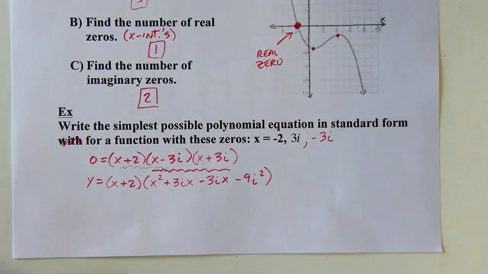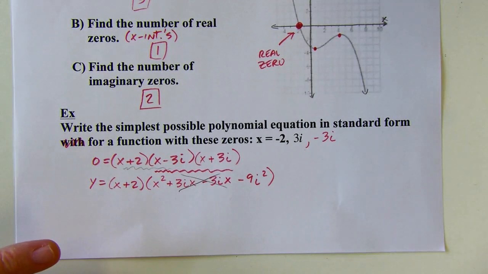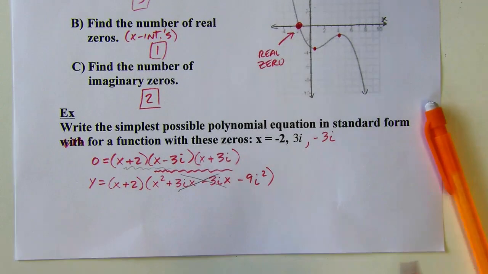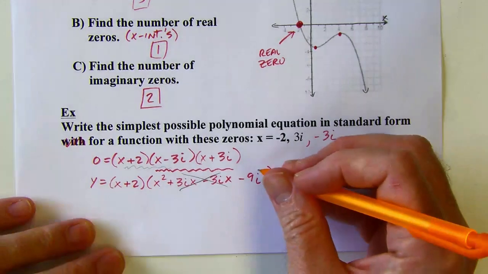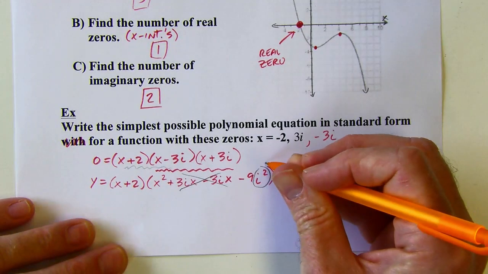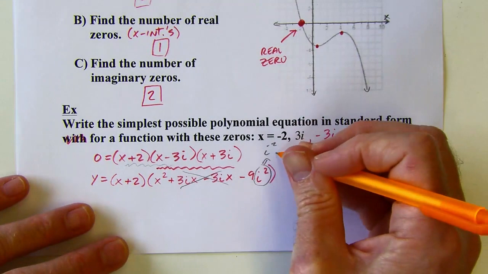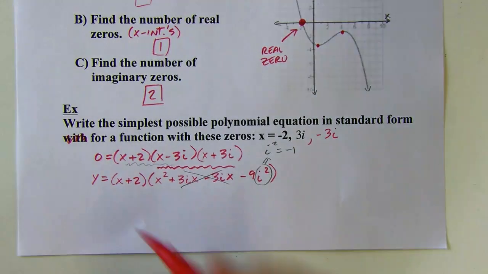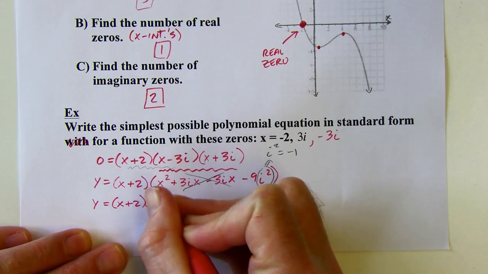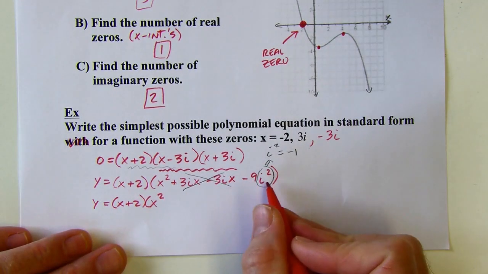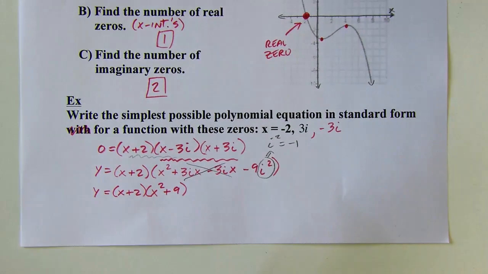Now, you don't really need the outer and the inner because they're opposites. So anytime you're multiplying conjugates, you can kind of just skip that step if you realize what you're doing. Now, I've got to be careful here because i squared, remember, that's the square root of negative 1 times itself. So i squared is negative 1. So I've got the x plus 2 here, and then I've got x squared. This is negative 9 times negative 1, so that would be positive 9. So now I got it down to that pretty quickly.